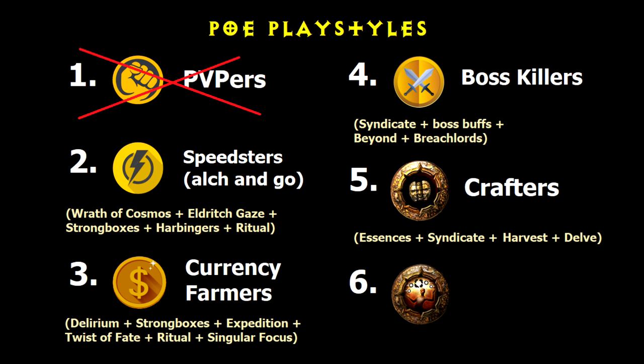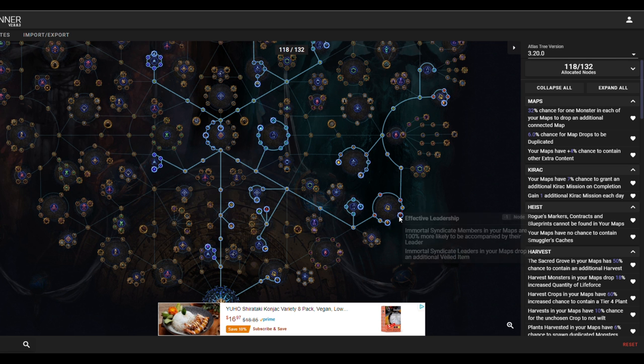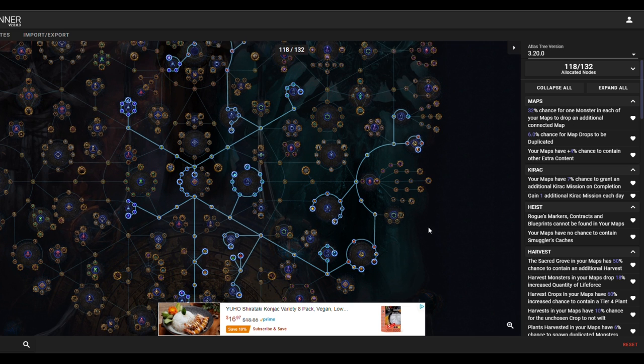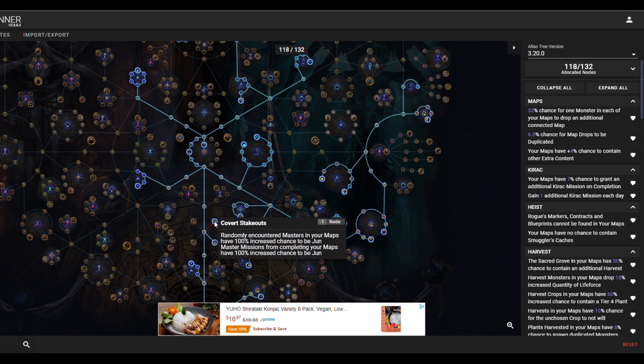Category 5 are the crafters. This tree is especially helpful for solo self-found, since you need to access essences, harvest life force, syndicate unveil mods, and juice up the delve experience as well for access to fossils. However, softcore crafters may also be inclined to farm up this type of atlas tree as well.